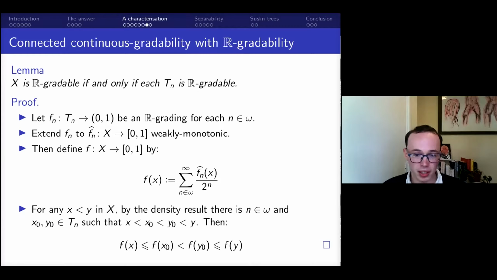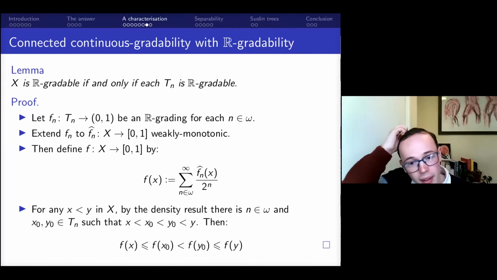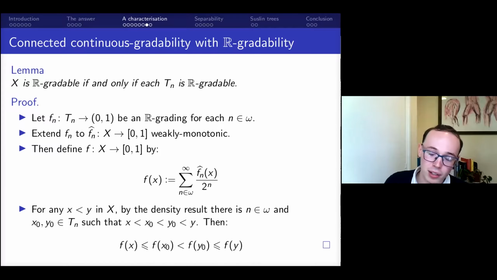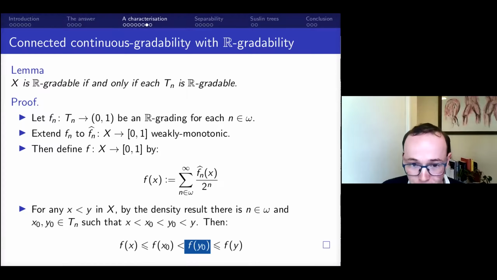So here's how we do it. We're going to use the density result. Let's take X strictly less than Y in X. We want to show that F of X is strictly less than F of Y. Then, by using the density result, there are some X0 and Y0 in Tn such that X is strictly less than X0, which is strictly less than Y0, which is strictly less than Y. Because X0 and Y0 lie in Tn, Fn hat of X0 is strictly less than Fn hat of Y0. So this means that F of X0 is strictly less than F of Y0. And finally, F of X is less than or equal to F of X0, and F of Y0 is less than or equal to F of Y. So this gives us the result.